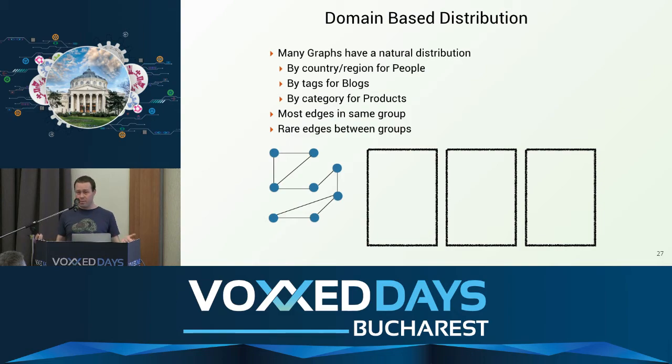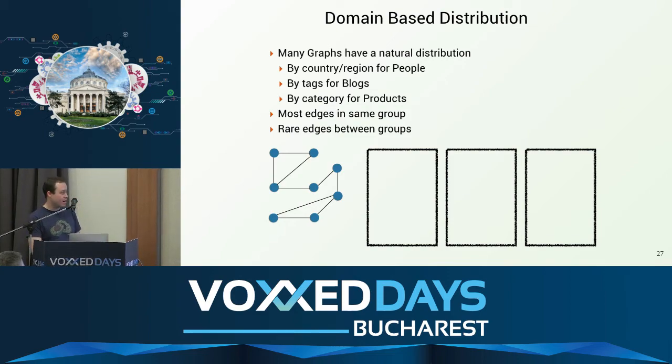So whenever you have people in the graph, it's typically a country or a region, because most of your friends will be from the same region, from the same country, and only some of them will be from far away. If you store blogs, typically the tags will be a good indicator, because typically blogs with the same tags are somehow related. If you store products, typically the product category is somehow related. And therefore, if you find this natural attribute that distributes the graph, most edges will stay in the same group, and just rare edges will be between groups.